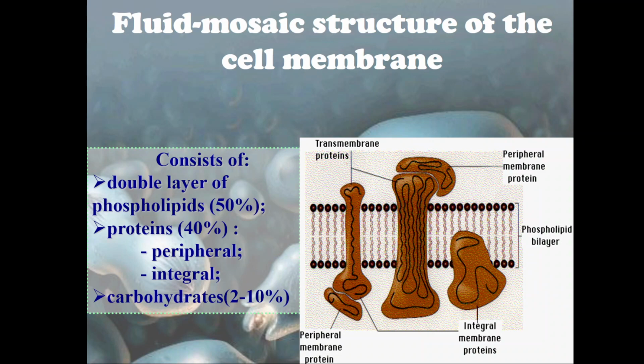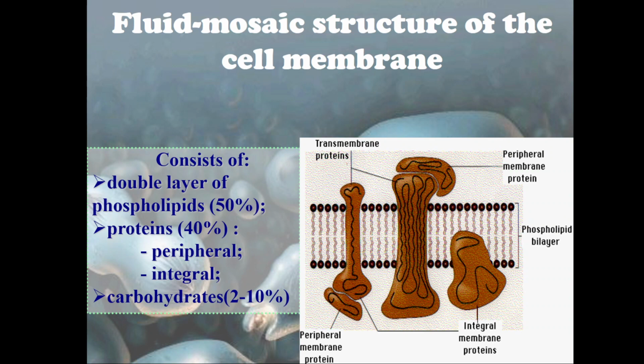The second key element of the structural organization of the cell membrane are plasma proteins. There are basically two types of plasma proteins. The first type is called integral proteins, which are embedded in the membrane, and peripheral proteins, which are located on either the intracellular or extracellular side of the cell membrane.